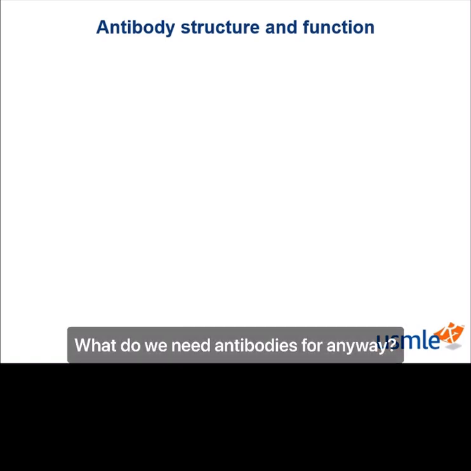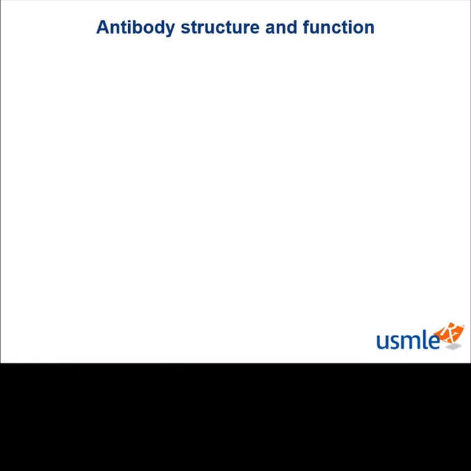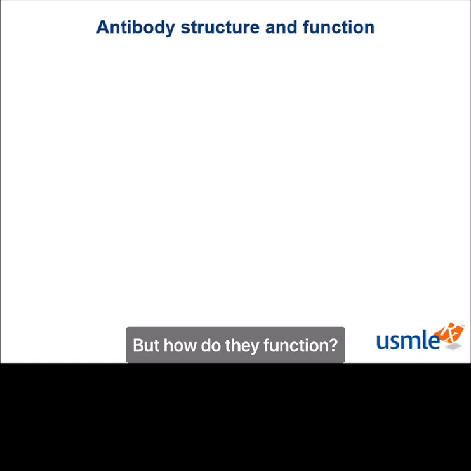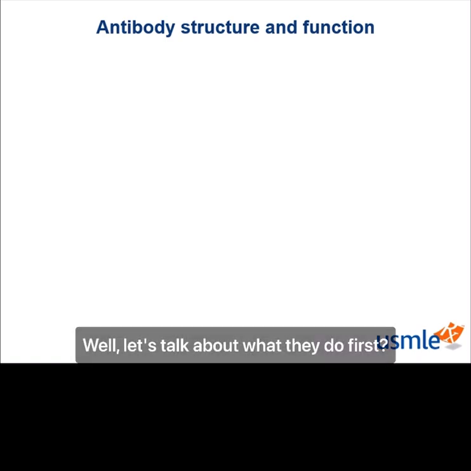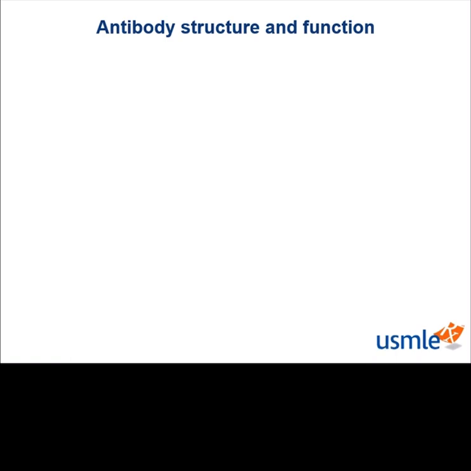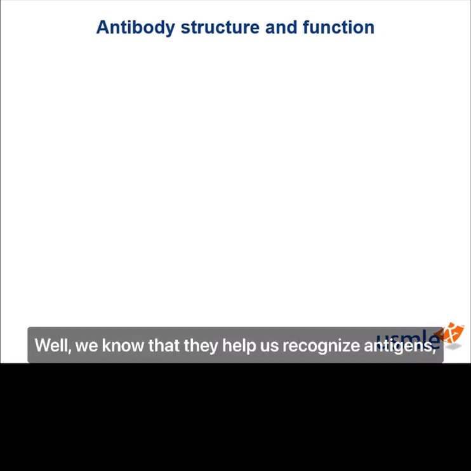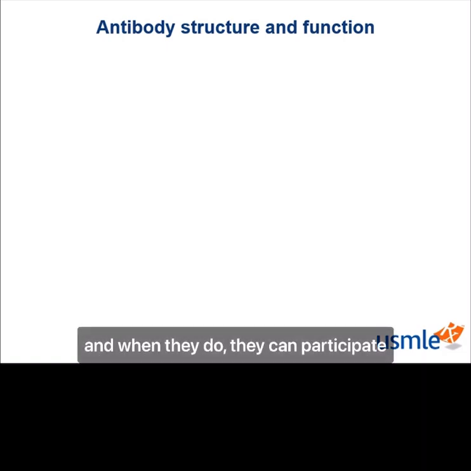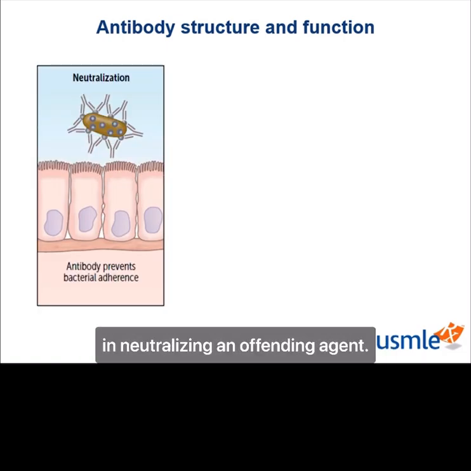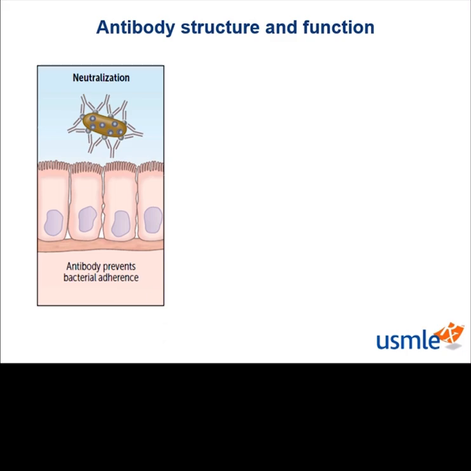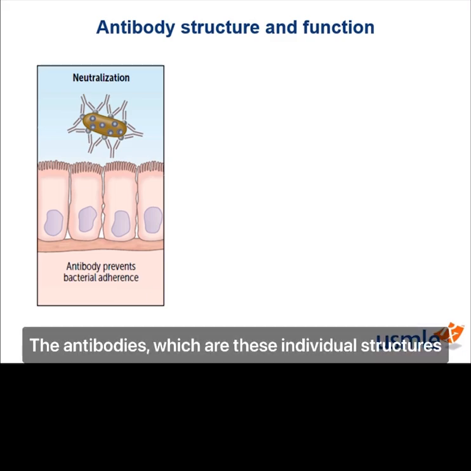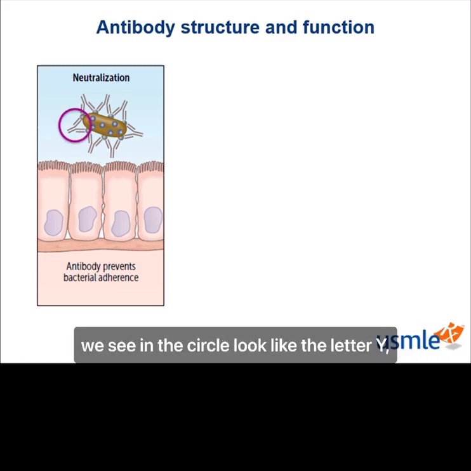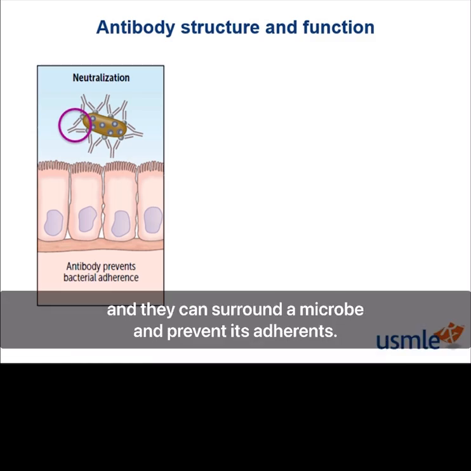What do we need antibodies for anyway? They help our immunity, but how do they function? Well, let's talk about what they do first. We know that they help us recognize antigens. And when they do, they can participate in neutralizing an offending agent. The antibodies, which are these individual structures we see in the circle, look like the letter Y, and they can surround a microbe and prevent its adherence.